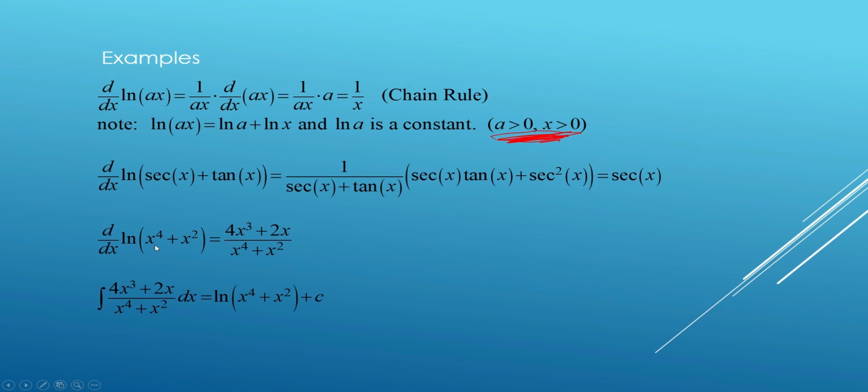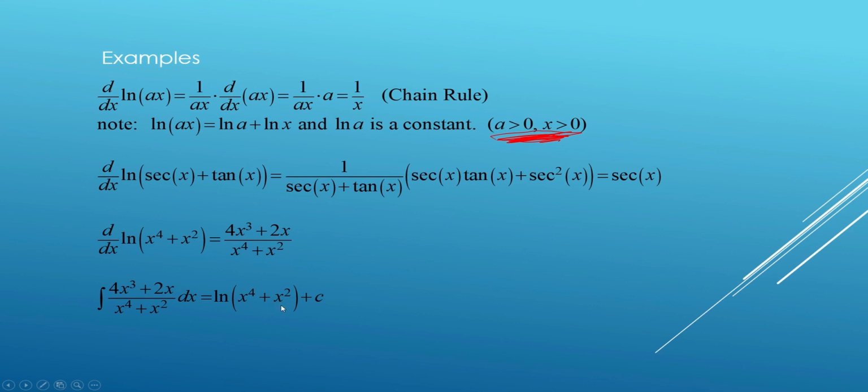Derivative of the natural log of x to the 4th plus x squared would be 1 divided by x to the 4th plus x squared times the derivative of x to the 4th plus x squared, 4x cubed plus 2x. This does imply that the antiderivative, the whole family of them described here, of this function right here, would just be the natural log of x to the fourth plus x squared, plus a constant.